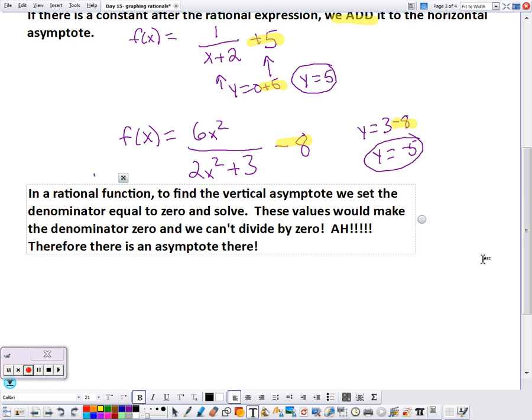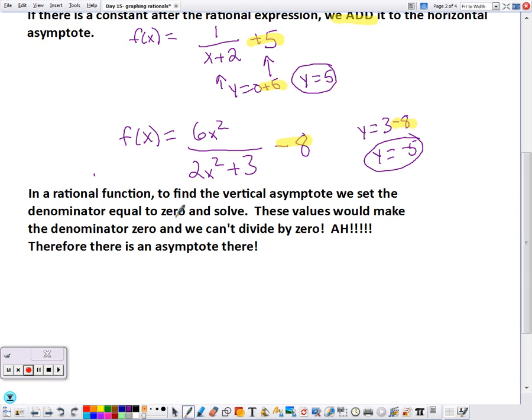All right, so going back to these cute little examples I wrote up here. Over here we've got x plus 2. If we took x plus 2 and set it equal to 0, minus 2, we would get x equals negative 2. That would be our vertical asymptote.